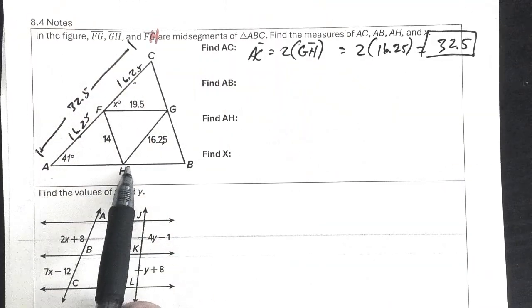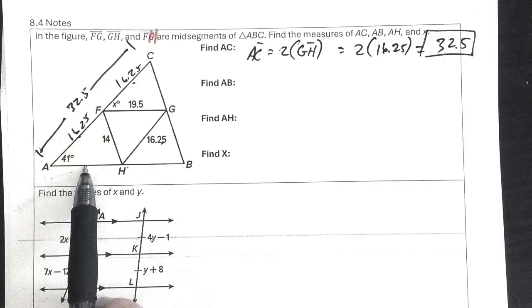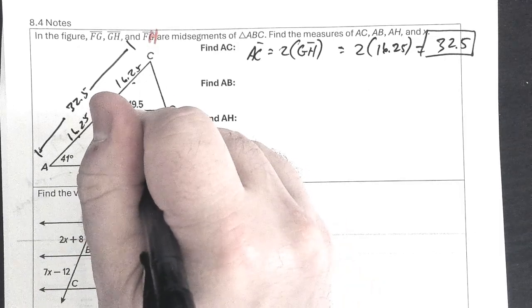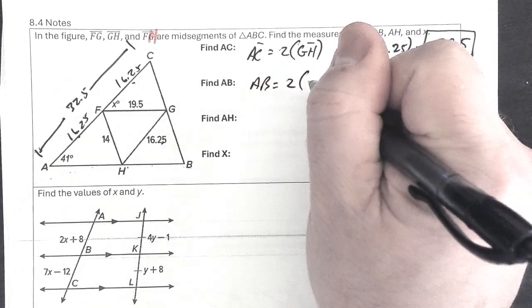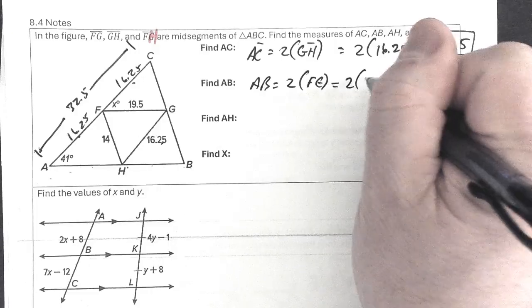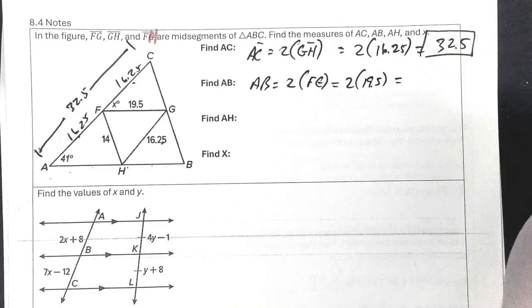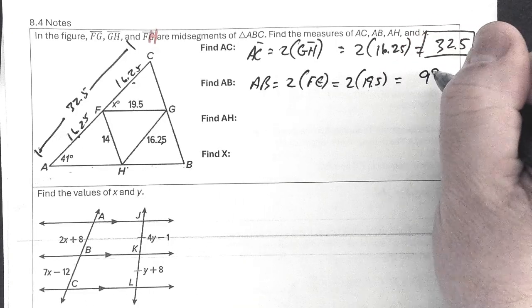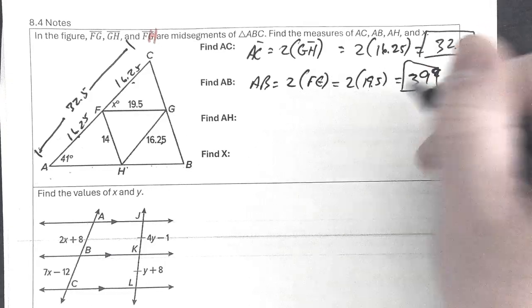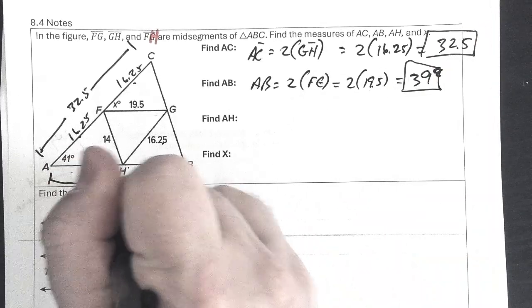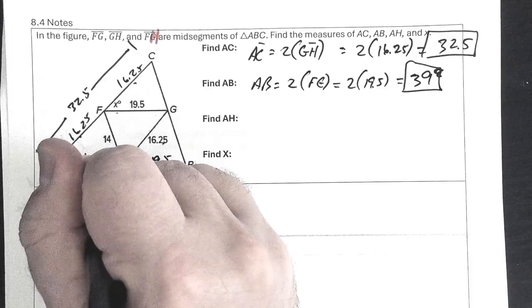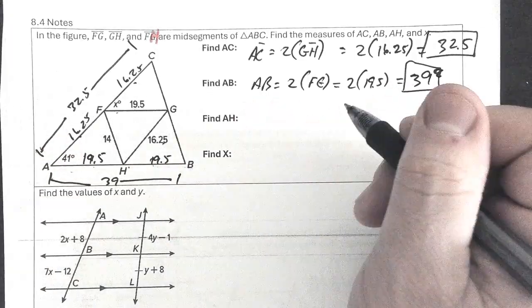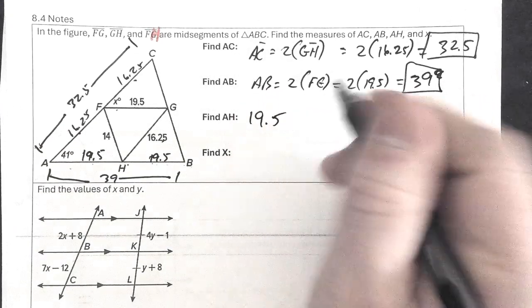This is 16.25. So if this guy is double this guy, and we know these are halves, for AB, I'll just do it this way because I don't want to confuse you guys. AB is going to be 2 times FG. FG is 19.5. So 2 times that is going to be 39. So this guy is 39. Well, remember, these are halves. So this half, 19.5. This half, 19.5. So find AH, it's 19.5.